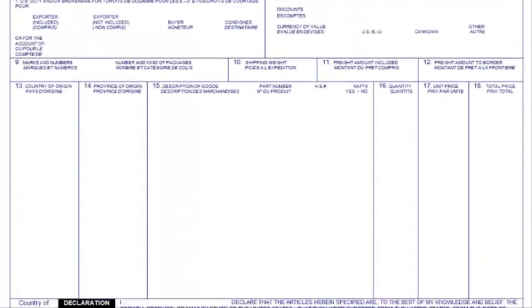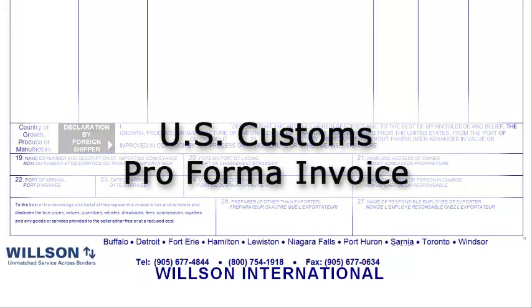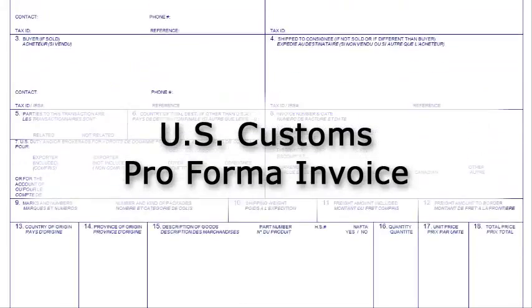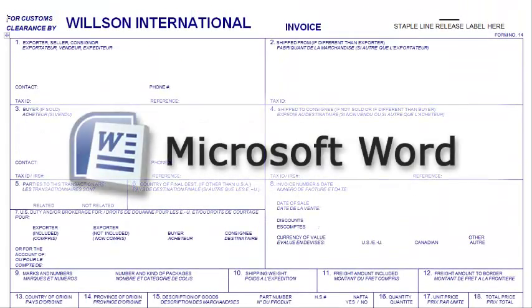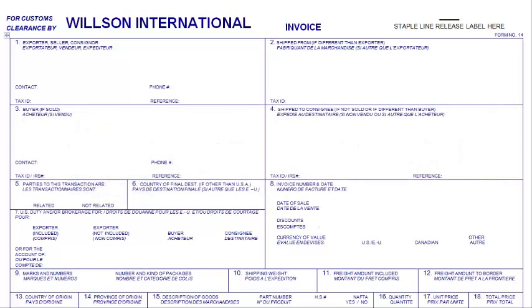This video will guide you through the process of filling out the U.S. Customs Pro Forma Invoice correctly and allow for speedy and problem-free transfer of your goods across the American border. There are many programs that are able to open Microsoft Word documents, both for PC and Macintosh computer systems, so Wilson has supplied the document in MS Word format for convenience.